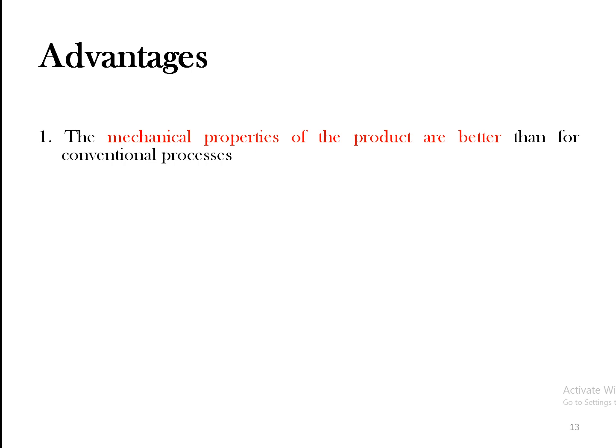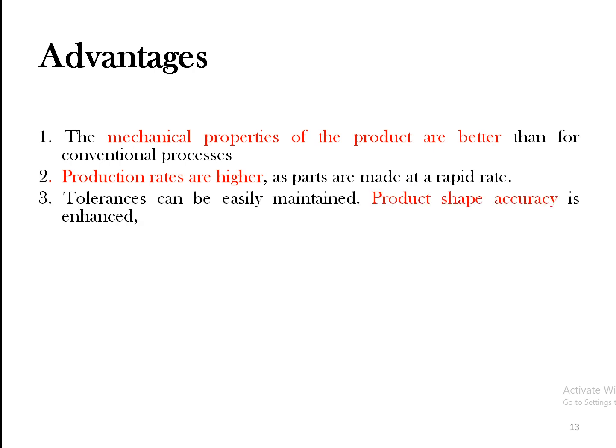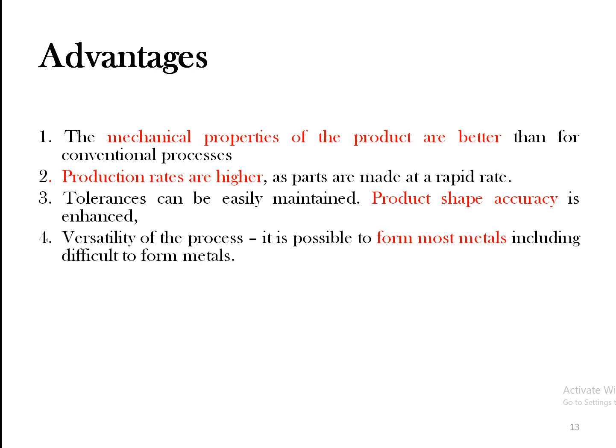Now, as I said, since it's a high velocity forming, your product is produced at high velocity. The number of products produced in a particular time will be higher. Therefore, the production rates are higher. It's an important advantage. The production rates are higher as the parts are made at a rapid rate. And the tolerances can be maintained. The product shape accuracy is enhanced.